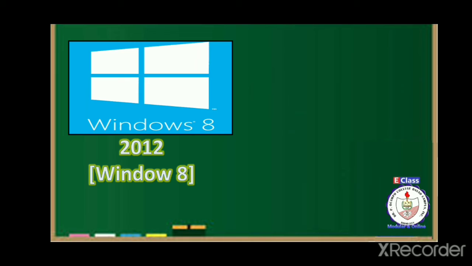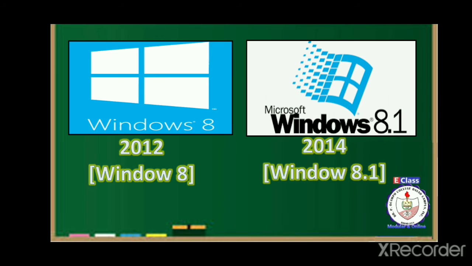Next is Windows 8 in 2012. The developers of this operating system had touchscreens in mind, redesigning the OS with near-instant-on capability. They continued with another launch, Microsoft Windows 8.1, in 2014.